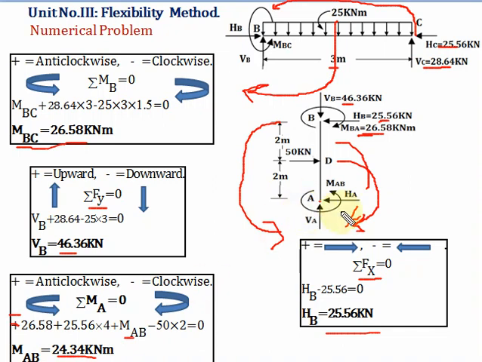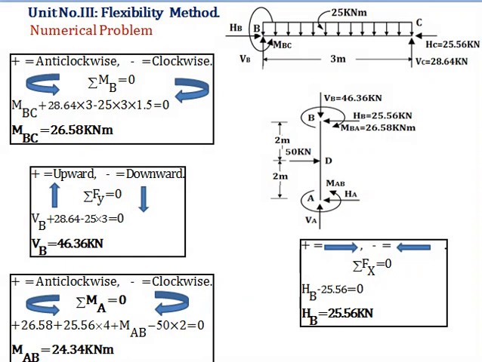We have found the value of MAB now. Next, we find VA, which is equal to VB, and then we have to find the horizontal reaction at A, which we will see in the next slide.